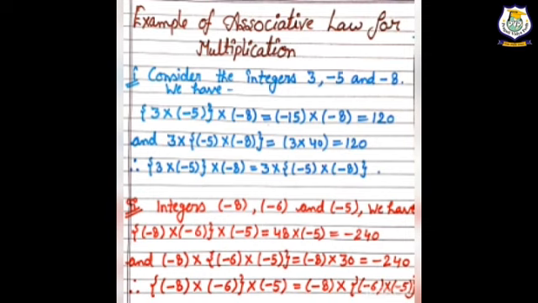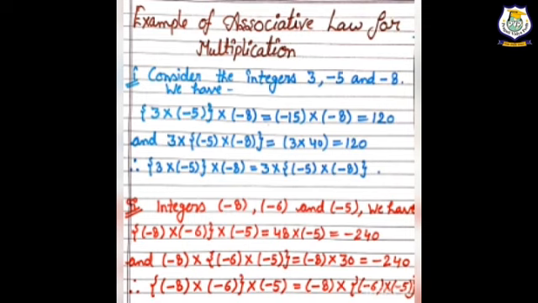Example of associative law for multiplication. Here in the first example, we will consider 3, minus 5 and minus 8. So we have 3 into minus 5 into minus 8, which is equal to minus 15 into minus 8, which is equal to 120. And 3 into minus 5 into minus 8, which is equal to 3 into 40, which is equal to 120. Such that 3 into minus 5 into minus 8 equals 3 into minus 5 into minus 8. Now second example.